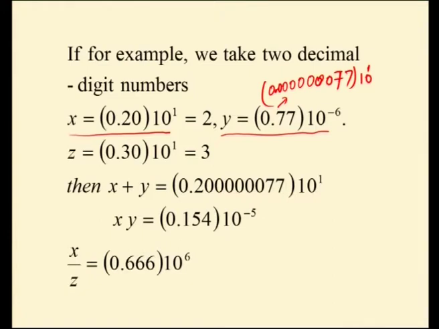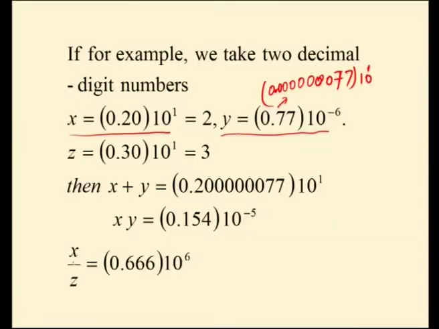Again similarly, x should be written in the form of 10 to the power minus 5. How will you take 10 to the power minus 5? Just multiply it with 10 to the power minus 6 and then subtract. You get 0.154 into 10 to the power minus 5. Okay, that is, it should have the common exponents so that we can add or subtract the mantissa part.